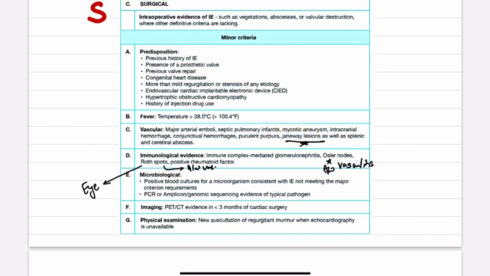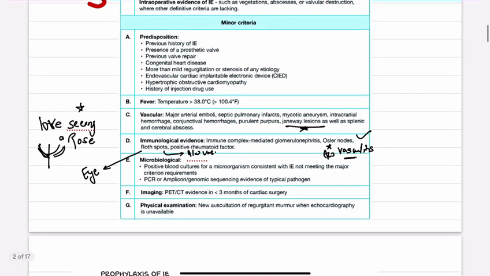That will confuse you. For the immunological evidence, you have to remember the Osler nodes, Roth spot, and positive rheumatoid factor. The important thing is that these 2 points, Osler nodes and Roth spot, are associated with vasculitis in infective endocarditis. The Roth spot is seen in the eye. You can remember this by: you love seeing a rose. I will include this in the notes also. To remember Roth spot, you love seeing a rose. The Roth spot is seen in the eye.